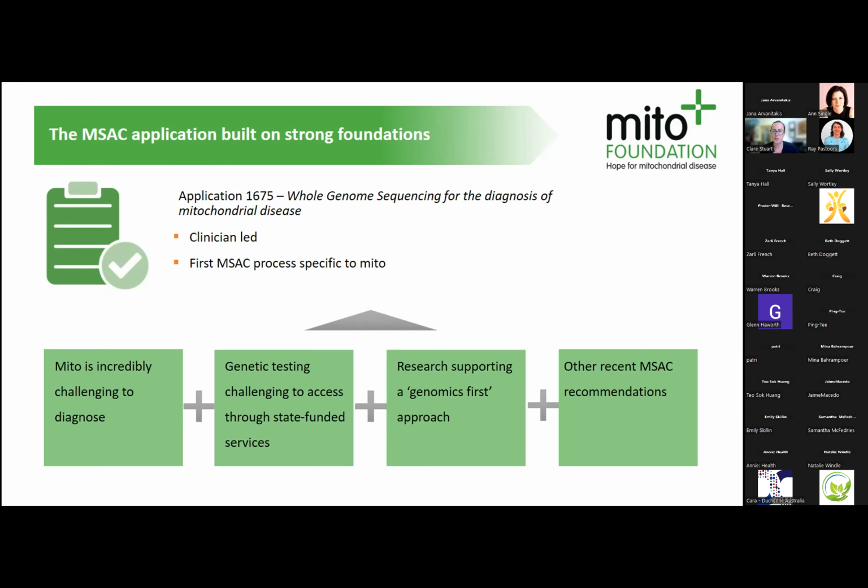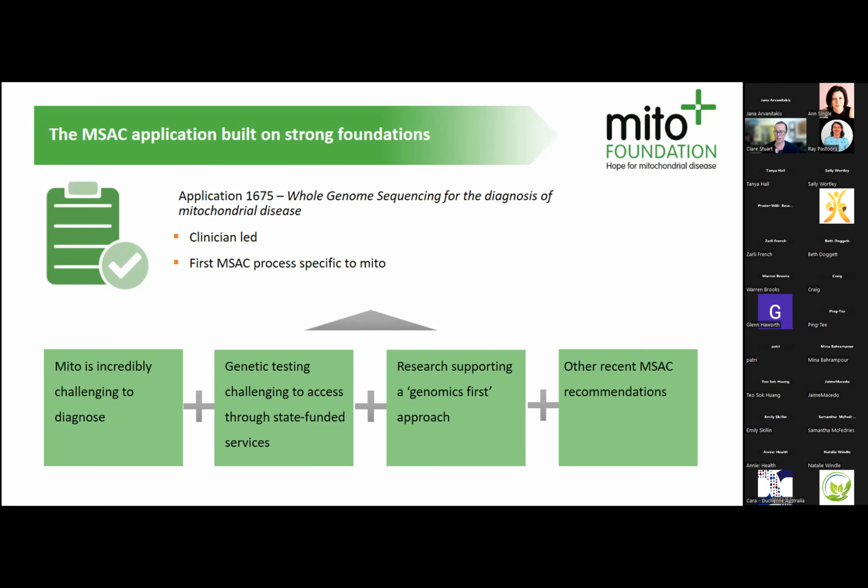The third foundation was that we had some really good research supporting a genomics first approach and the benefit of that, including an economic evaluation that had already been published for a paediatric population that showed doing genetic testing earlier in the diagnostic process would actually save our system money.